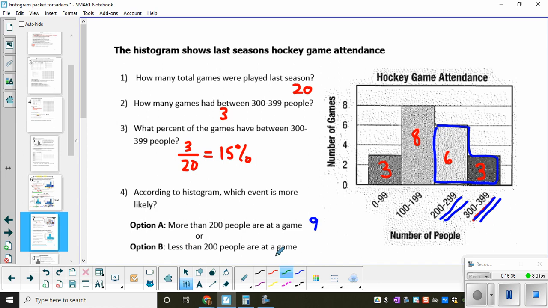Or less than 200 people are at the game. So less than 200 people at the game would be this way. And that's going to be these 11. So it looks like it is more likely that there's going to be less than 200 people at the game. 11 games happened with that kind of attendance, okay?